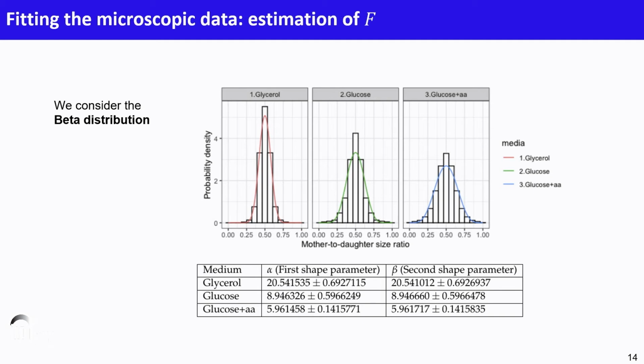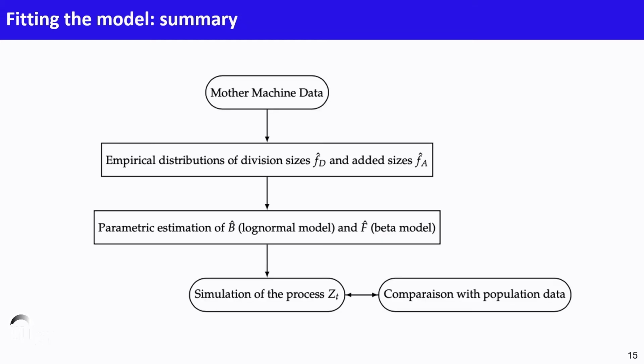For the function f, the ratio between the mother and daughter, it is straightforward as well. We use a beta distribution. It's not perfect, but it gives a nice beginning to use now to simulate our population based on this stochastic individual model. So we have the data from the Mother Machine, we estimate our distribution, we can simulate the process, and then compare with the observations that we have in the population data. That's from a numerical point of view; we can also try to do that from a mathematical point of view.